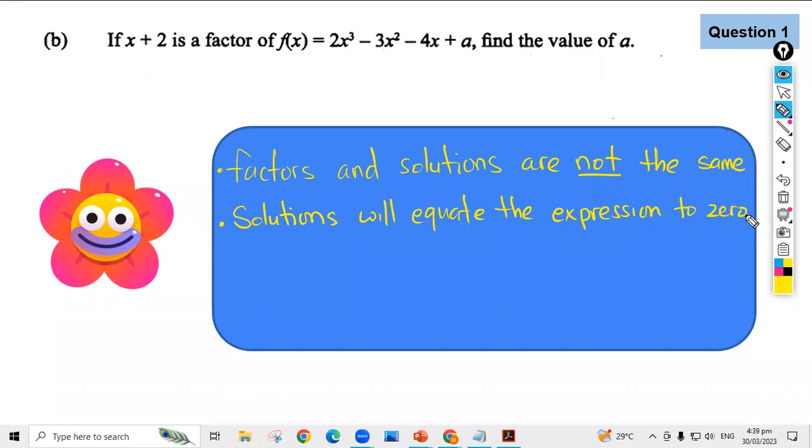Right, so one person has an answer already. Remember, factors and solutions are not the same. Only solutions will equate the expression to 0. Right, so you still have some time, about 3.5 minutes.